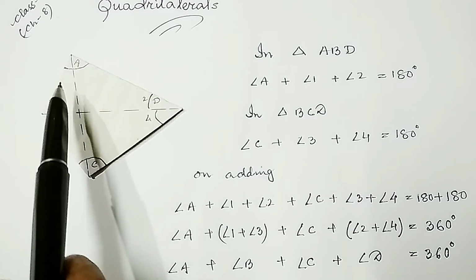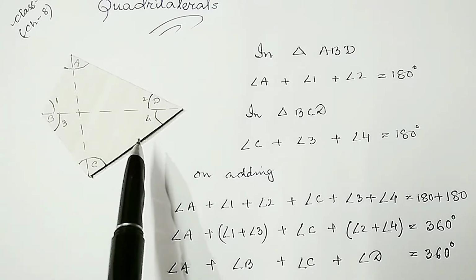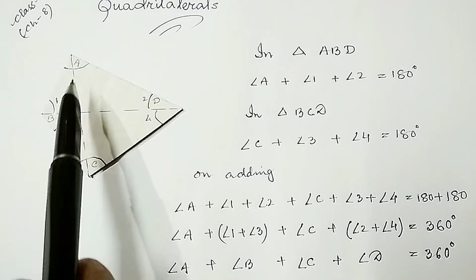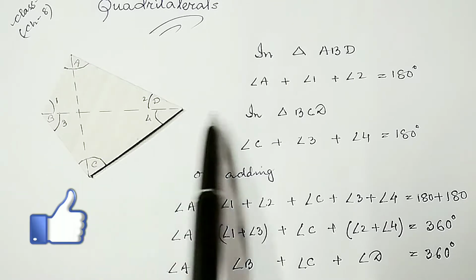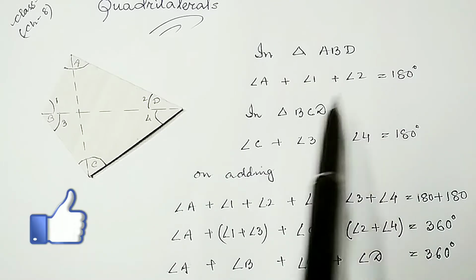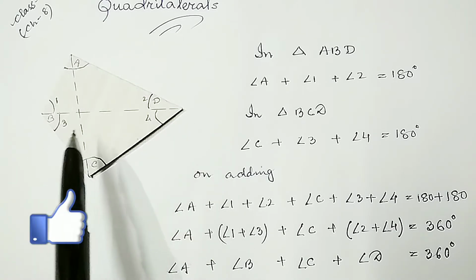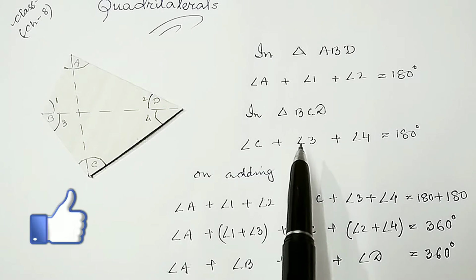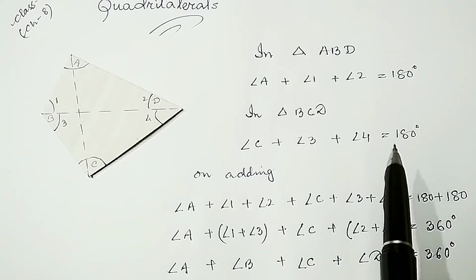Suppose I consider this quadrilateral ABCD, and I have named these angles 1, 2, 3 and 4. Now, in triangle ABD, we know the sum of three angles in a triangle is always 180 degrees. So, in triangle ABD, angle A plus angle 1 plus angle 2 will be 180. We know the angle sum property. Again, in triangle BCD, angle C plus angle 3 plus angle 4 also will be 180. Now, if I add these two equations, I get A plus 1 plus 2 plus C plus 3 plus 4 equals 180 plus 180.